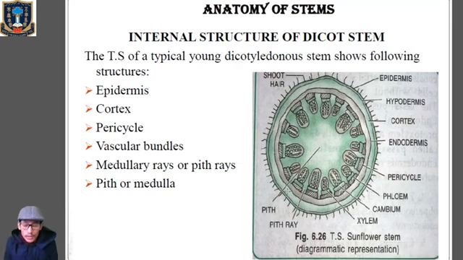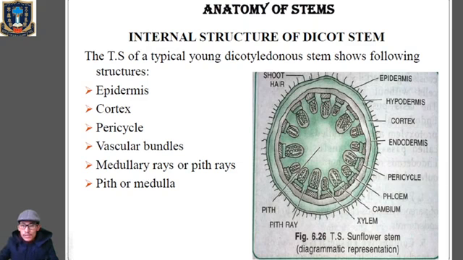Okay, dicotyledonous stems. So mainly in the transverse section, remember that TS means transverse section. Okay, LS means longitudinal section and TS means transverse section. So on a transverse section, the young dicot stems will show the following structures. So what are those structures?